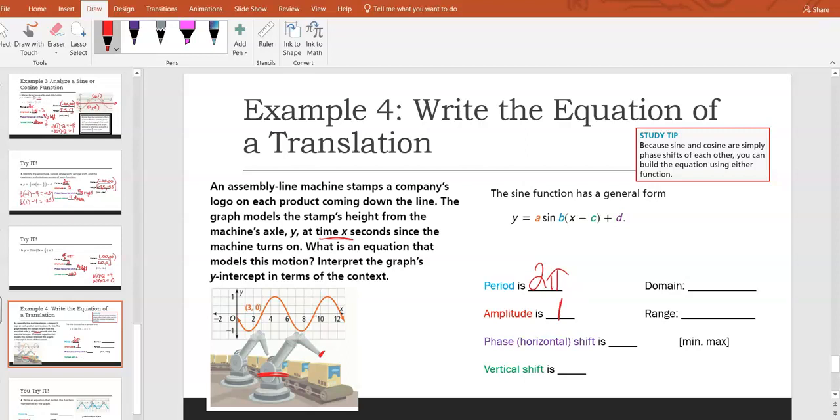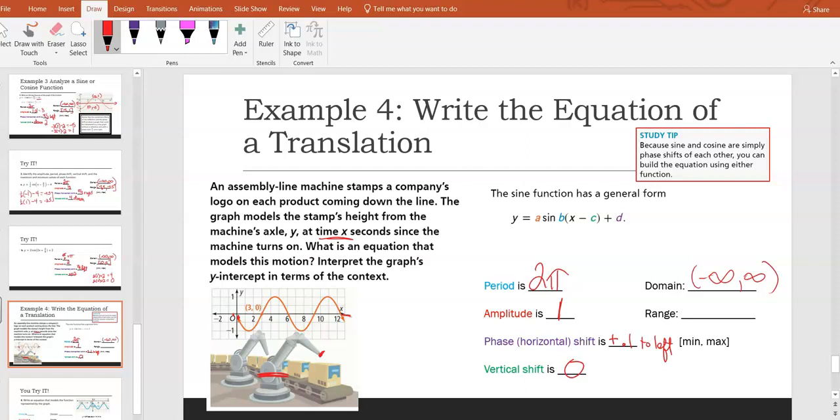The phase shift, well, it kind of depends if we're doing sine or cosine, right? And it's not exactly on 0 here, so it's shifted over just a little bit, a really, really small number. So the phase shift is just a small, little tiny bit. Not very much. So about, let's just say 0.1 to the left. And then the vertical shift, it's not going up or down because my midline is right on the axis there. So there's no vertical shift.